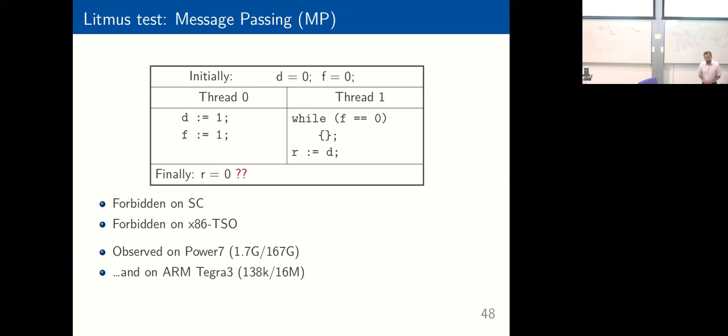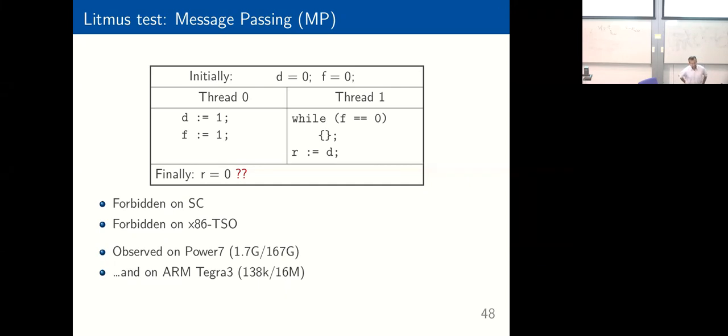And you would hope that if the reading thread has exited the loop, in other words, it has seen the flag being set, then it sees the changes made to the data structure. It doesn't read the old value in D anymore. And if you are thinking in the sequential consistency world, this is clearly true, because the while loop can only exit when it sees that flag being set, which means all of thread 0 must happen before all of thread 1.